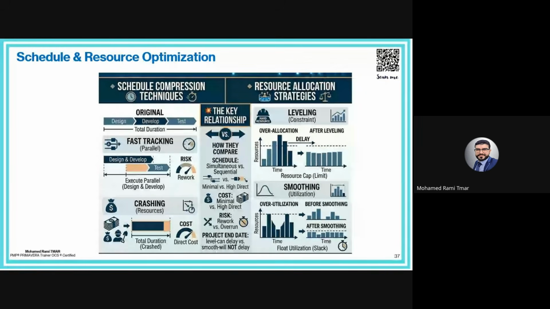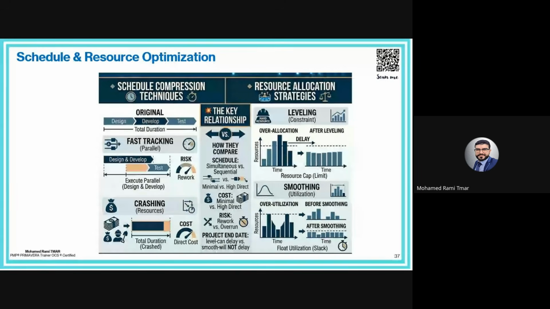So now once we have the schedule, we also need to manage resources efficiently, because sometimes we will have an over allocation of resources. And if we have over allocation, we will be obliged to apply this resource allocation strategy or optimization technique, like for example, the resource smoothing.